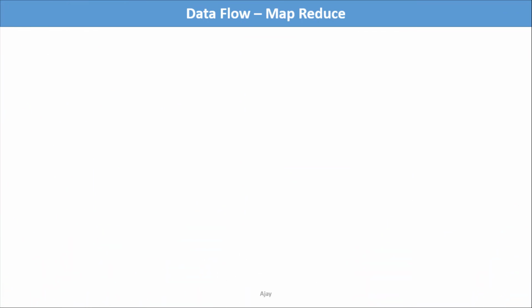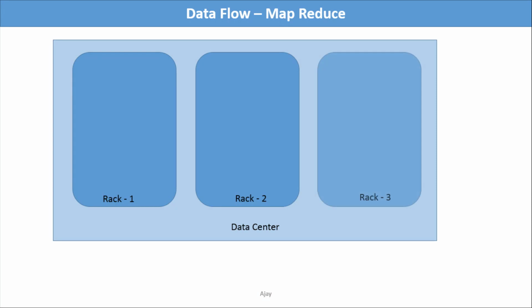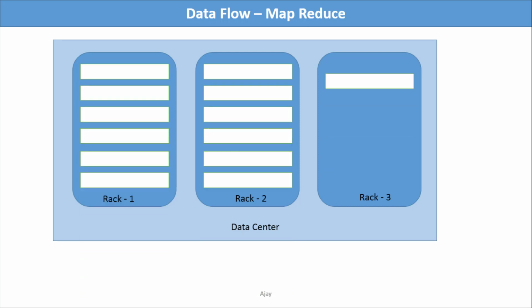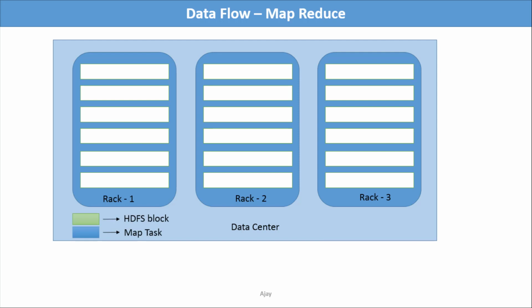Now we will see how map and reduce processes are invoked. Consider a data center with 3 racks. As we had already seen, a rack is a collection of data nodes connected over LAN. The communication within systems of the same rack is extremely fast. Assume that each rack contains 6 nodes. In this simple animation, the green block represents the HDFS data and the blue block represents the mapper task.